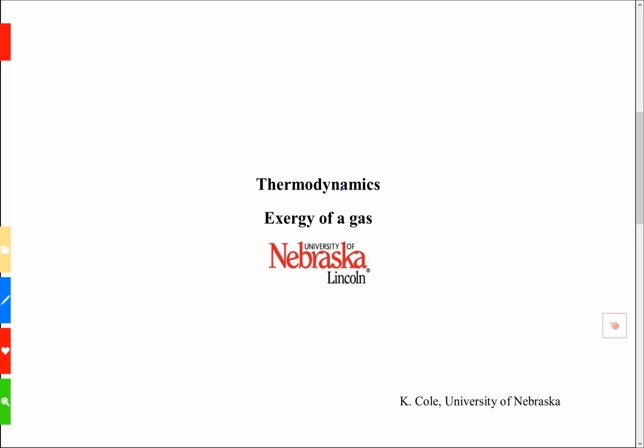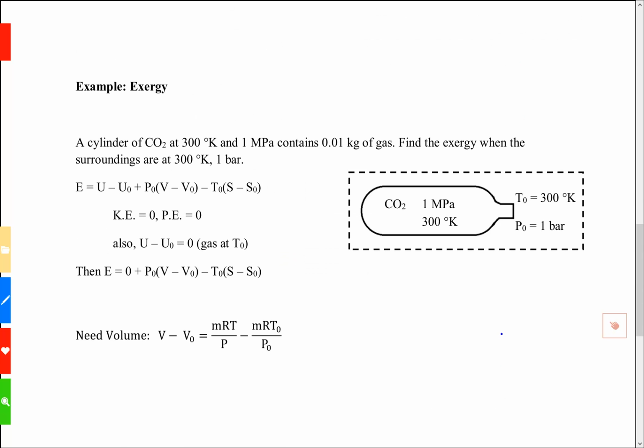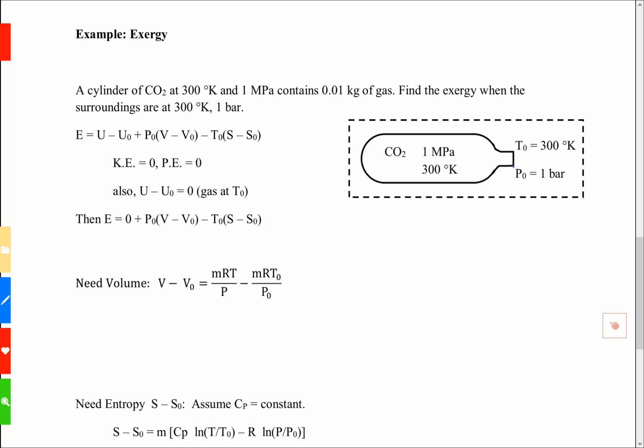The topic is thermodynamics, and the example is exergy of a gas. In this example, we've got a cylinder of CO2. We're told it's at 300 Kelvin and 1 megapascal. That's about 10 atmospheres. And it contains 0.01 kilograms of gas. We're asked to find the exergy when the surroundings are 300 K and 1 bar.